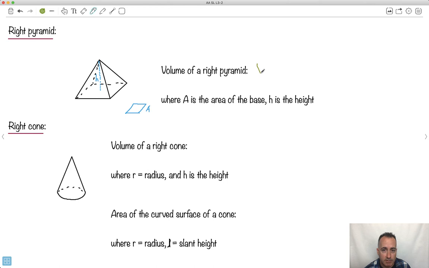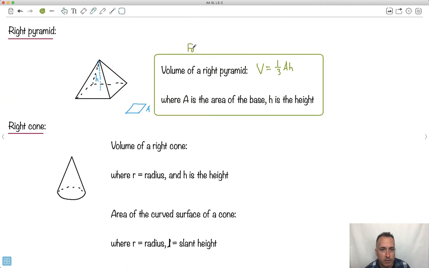We have that. So V equals. Now, you don't have to memorize this. You can always just look it up. But it's 1/3 A times H. That's it. Okay, you just need this. So this is where your A is the area of the base, H is this vertical height. There we go. This is on your formula booklet. So I'll maybe write that down here.